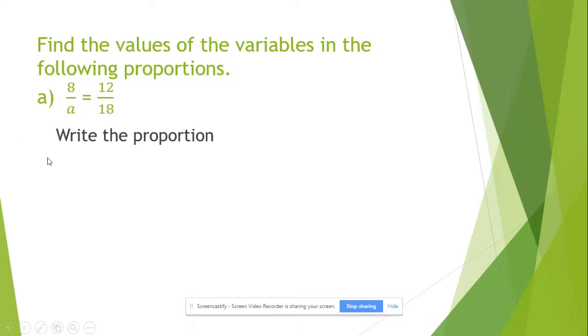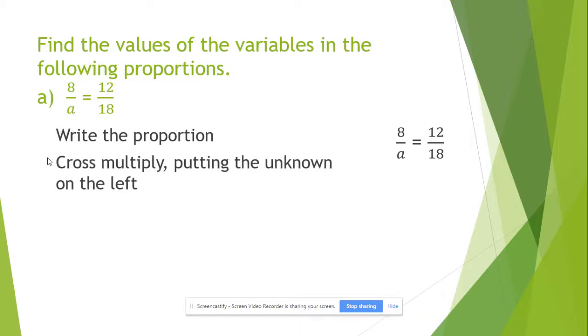So you start off by rewriting the question. So 8 divided by A is equal to 12 over 18. You then cross multiply, making sure that you put your unknown on the left. So you will start then with 12 times A before you do the 8 times 18. So we go 12 times A is equal to 8 times 18.